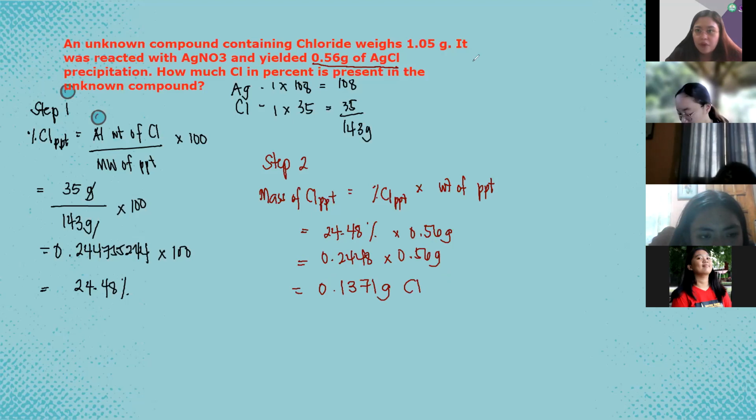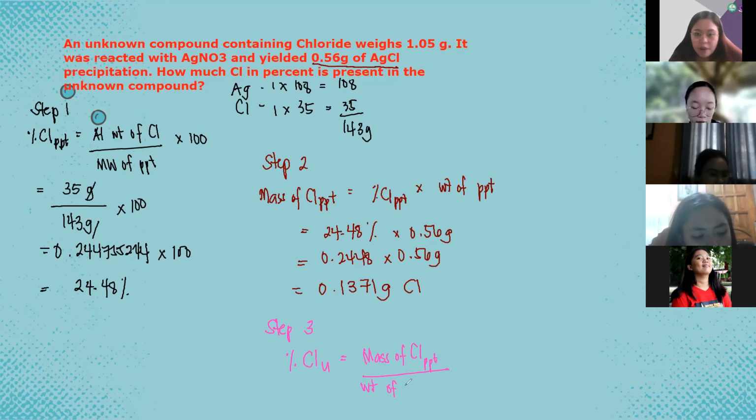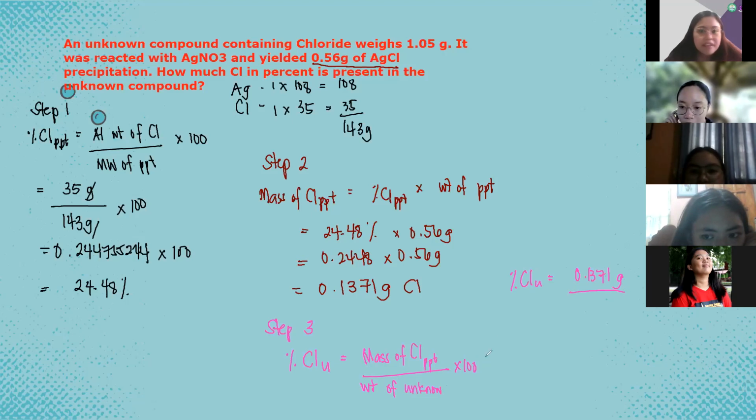So pwede na tayo mag-move on sa last step. So step 3 here is the percent of chloride in our unknown. And how do we do that? How do we compute this? For this, this is the mass of chloride in our precipitate divided by the weight of our unknown times 100. So the computed mass of our precipitate is 0.1371 grams divided by the weight of the unknown. What is the weight of the unknown again? 1.05. 1.05 grams times 100.